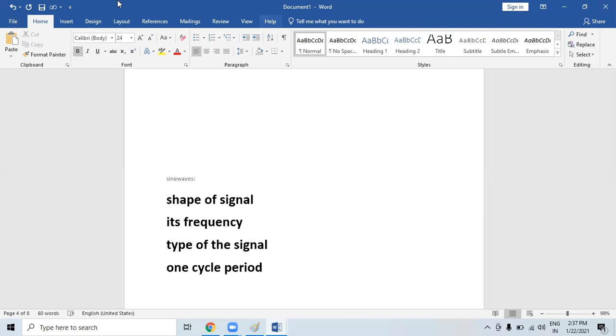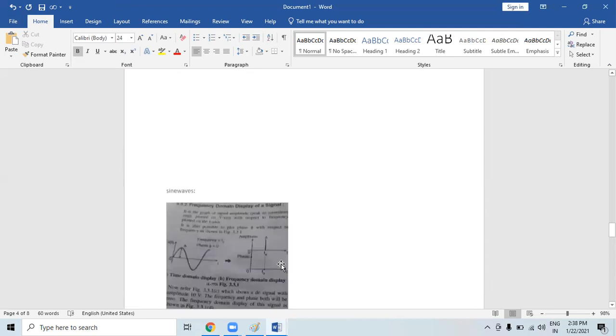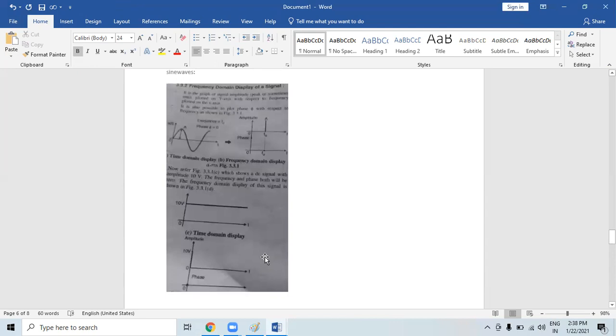Okay, so here is the frequency domain display of a signal. Okay, so it is a graph of signal amplitude, peak or sometimes power, plotted on the y-axis with respect to frequency plotted on the x-axis. It is also possible to plot the phase with respect to frequency. So here you can see frequency is indicated by F0 and phase is indicated by T0. Okay, so this is the frequency and this is the amplitude and this is the phase. Okay, so here time domain display, frequency domain display.